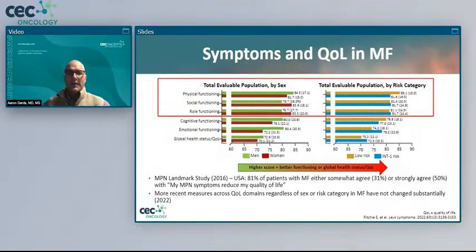So in the landmark study here, shown in the boxes below, done by Dr. Ritchie and colleagues, 81% of patients with myelofibrosis either somewhat agreed or strongly agreed with "my MPN symptoms reduce my quality of life." And not only do we see this in studies like this, but we also see it in the clinical trials done with, say, ruxolitinib, where the reverse happened, where symptoms improved and thusly quality of life improved. So although they are measuring different things, they are intrinsically linked. Addressing symptoms can improve quality of life, and by thinking about quality of life overall, it focuses us on treating the symptoms.